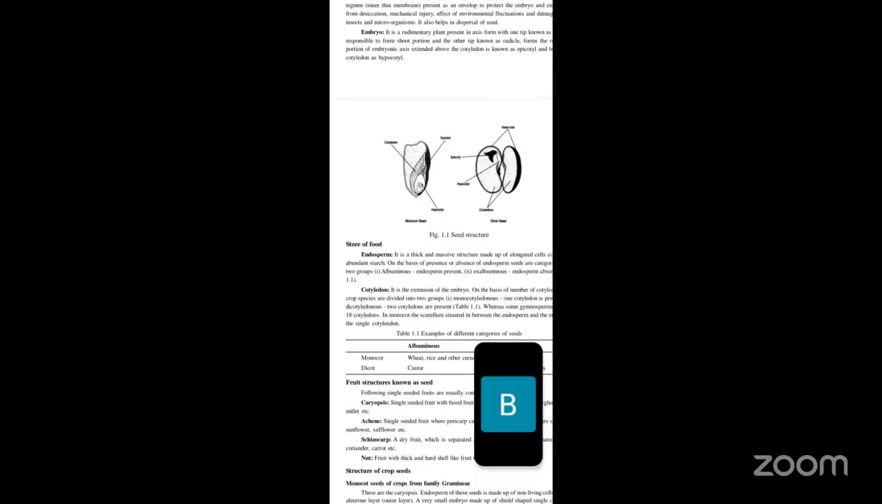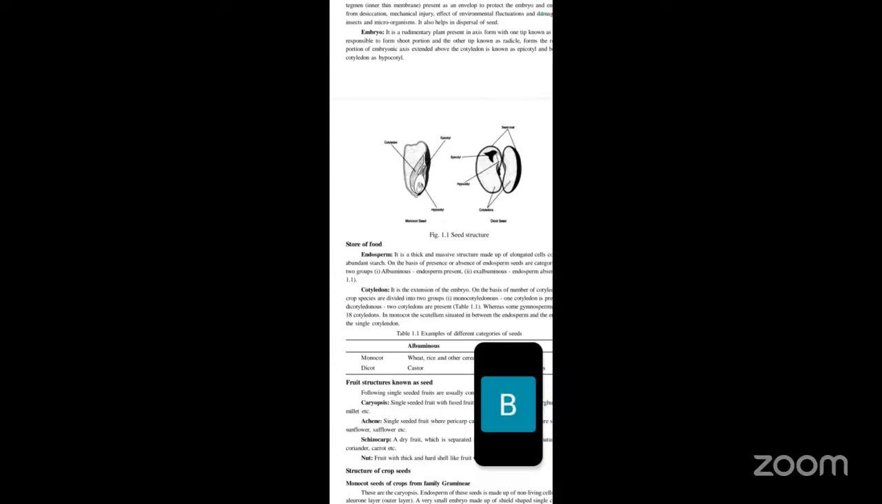Epicotyl and hypocotyl. What stores the food? Endosperm is a thick and massive structure made of elongated cells containing abundant starch. On the basis of the presence or absence of endosperm, seeds are categorized into two groups. One is albuminous, which means the endosperm is present. Exalbuminous means the endosperm is absent.